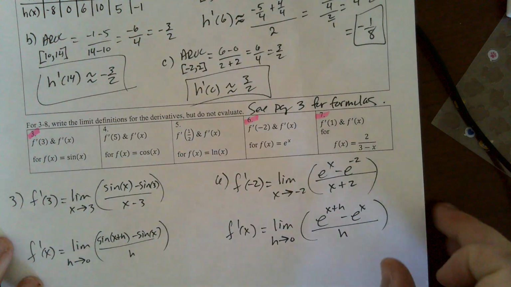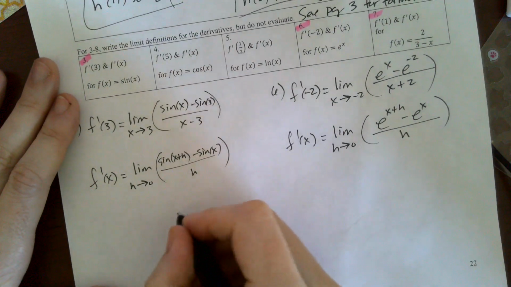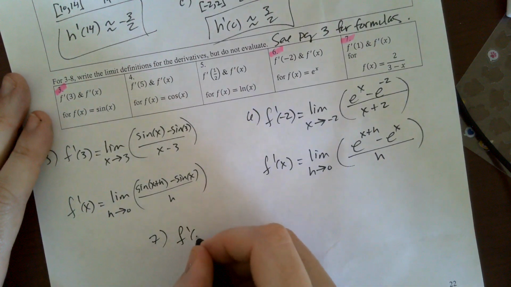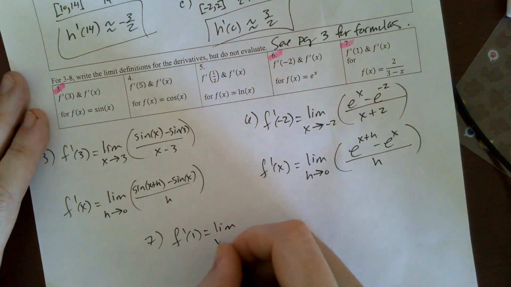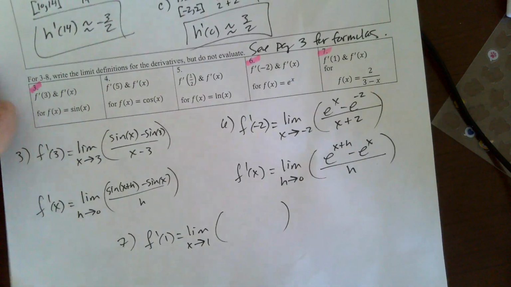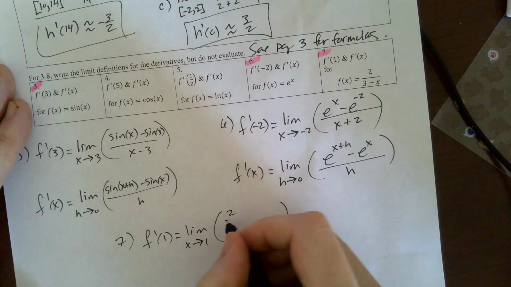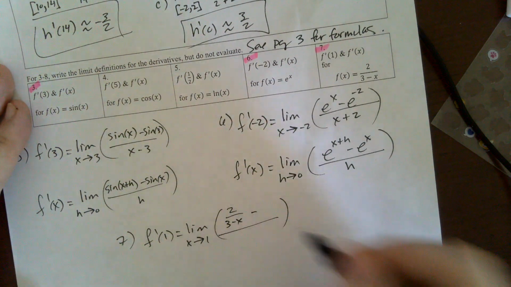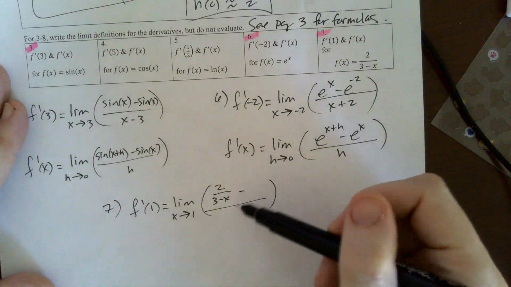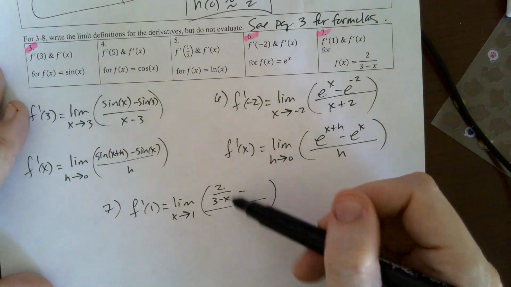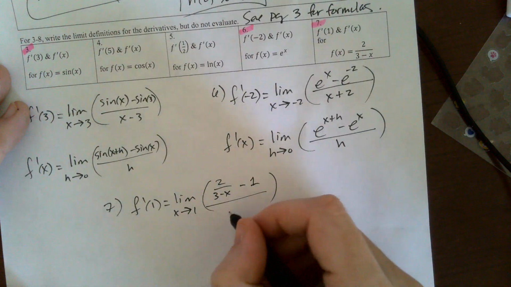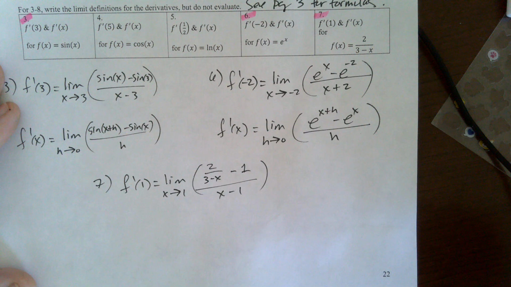Now we'll do number 7. Okay, so number 7. Okay, f prime of 1 is the limit as x approaches 1. F of x is 2 over 3 minus x minus f of 1, you're plugging 1 in for x. So you're getting 2 over 2, which is 1. And then that's all over x minus 1.